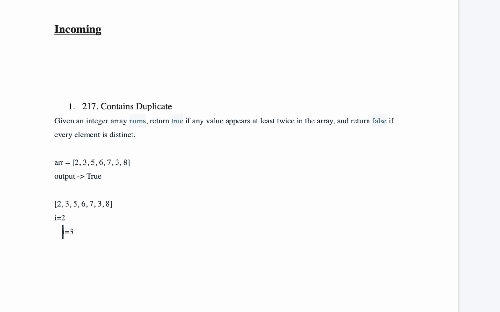Then we compare 2 with 3, it's not the same. We increase j, 2 is not the same as 5. We go to the next item, 6, not the same. 7, sorry, 7 is also not the same. So as you can see, we will go through all the array and we will not find a number that is equal to 2.